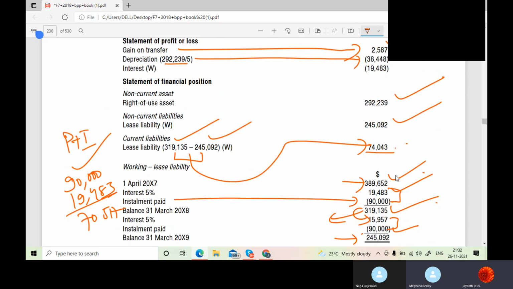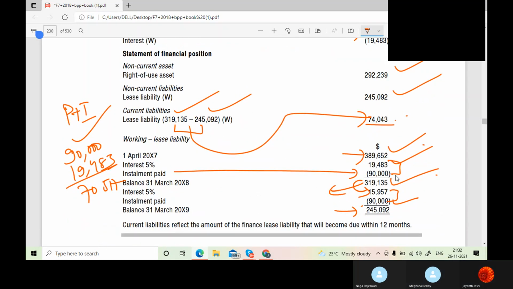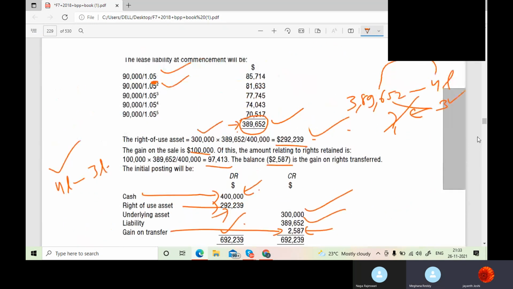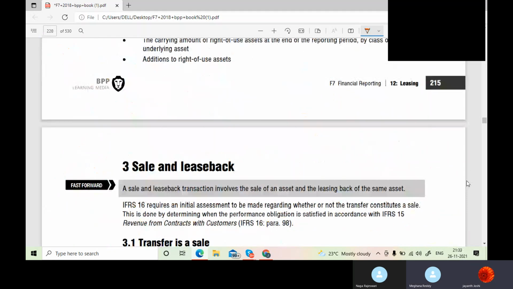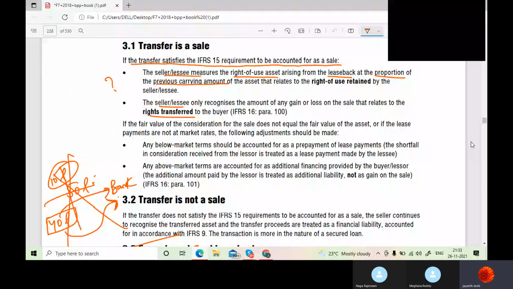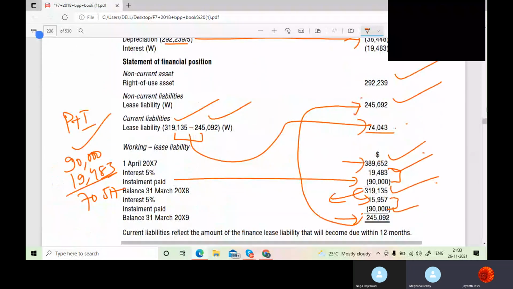And your lease liability. So lease liability of 245,092 is your long-term liability, second year. That's it. So this is the question of sale and lease back. You can practice at home. Okay. Yes, sir, I will.